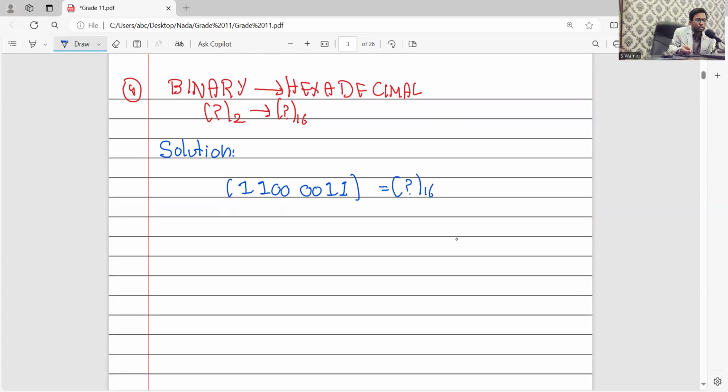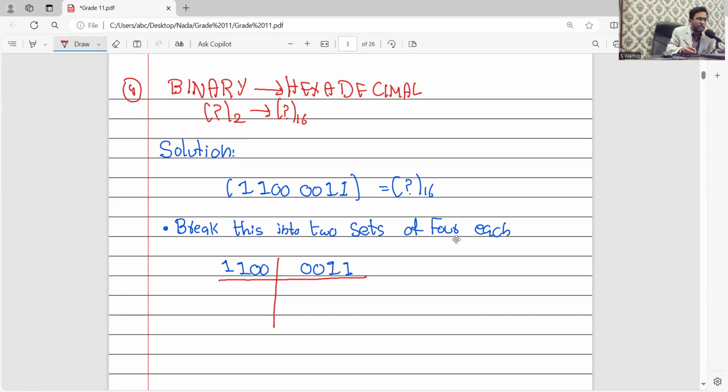So what I'm going to do is first of all break this into two sets of 4 each. Now it's going to be something like 1 1 0 0 0 0 1 1. So I have broken them down into two sets of 4 each. Now I'm going to write the series here. The series is going to be again 1 2 4 8 1 2 4 8.